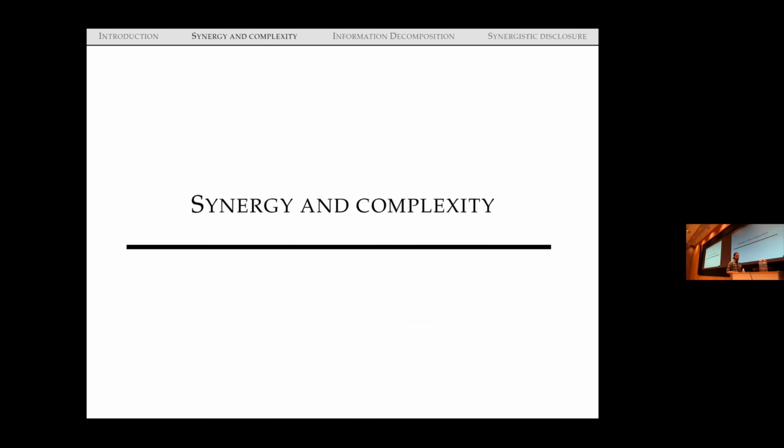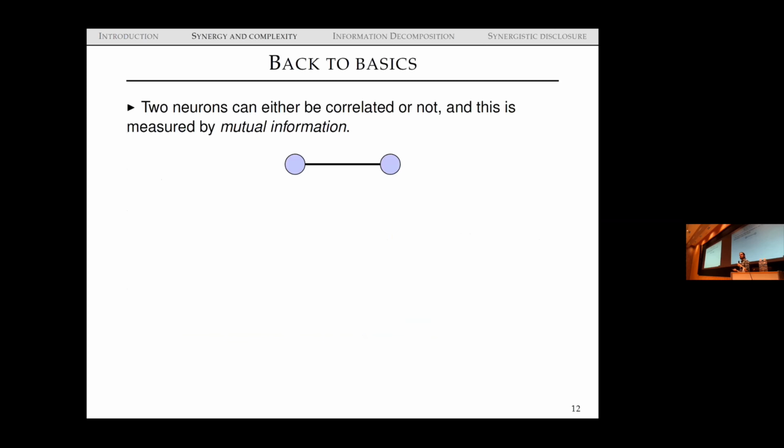So let's talk about synergy and complexity broadly. To do that, let's go back to basics, because what we're facing here really is a problem in multivariate statistics. So let's step back and think about multivariate statistics and multivariate interdependencies, and see what we can learn and what we are missing.